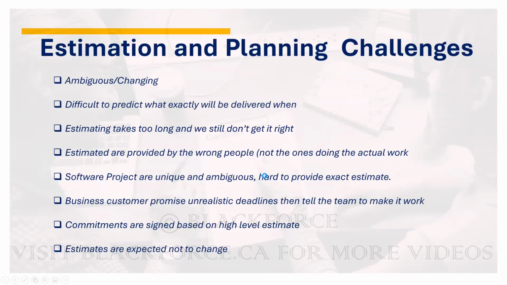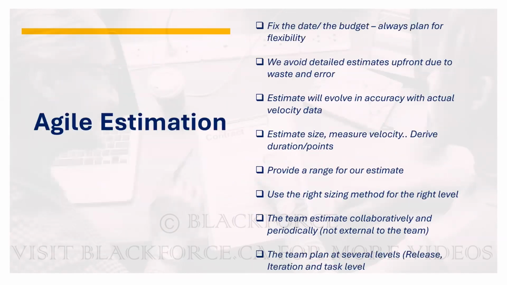Right? Because it is difficult to predict what exactly will be delivered. It's not that we have psychic powers. The way we estimate in Agile is different from the traditional waterfall, because there you have a fixed date and a fixed budget. In Agile, we are always planning. We are flexible. So we avoid doing a detailed estimate upfront.